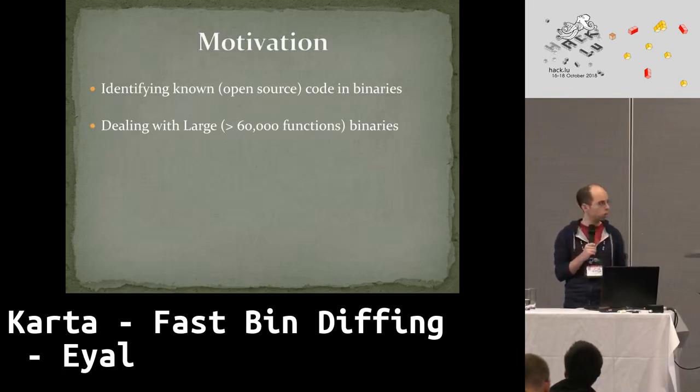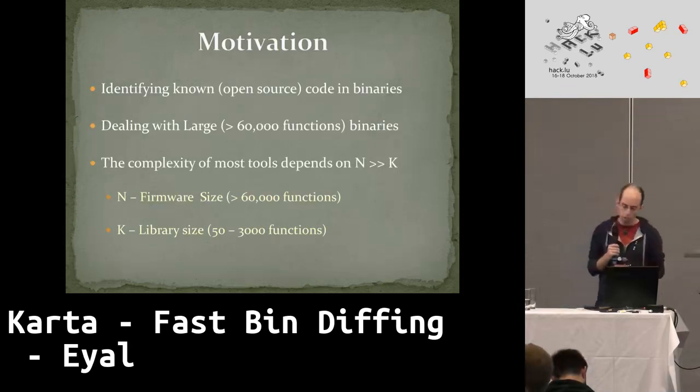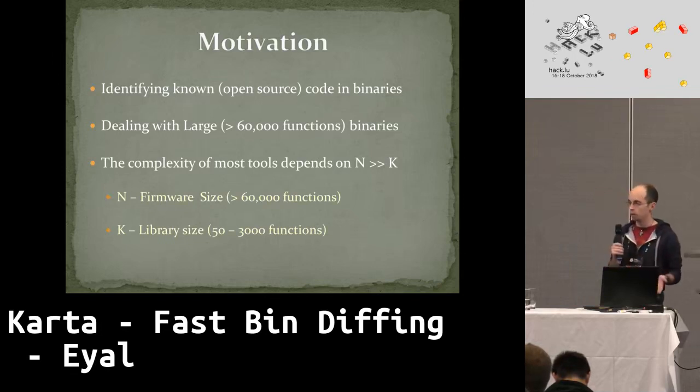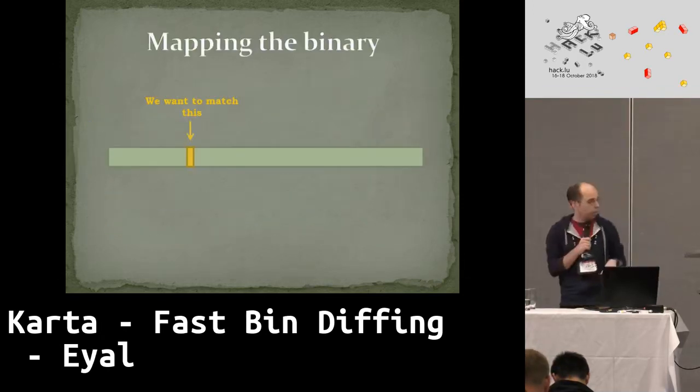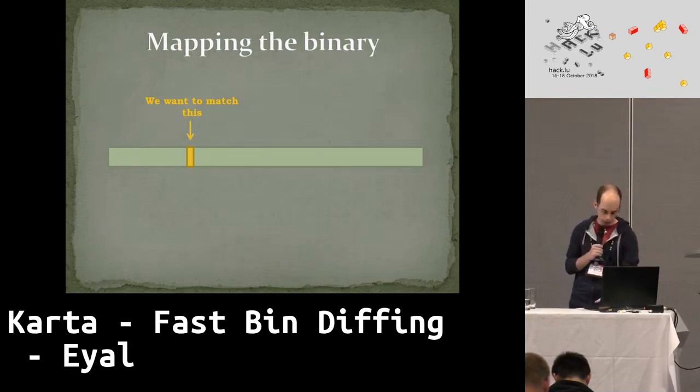We need another solution, something that will fit the size of the open source and not the size of the firmware. Usually, the complexity of most of the tools depends on N, which is pretty large, the size of the firmware. We want a tool that depends on K, the library size. zlib has roughly 100 functions, so it should find it fast, and it shouldn't take 2 hours and crash. Essentially, we want to map and match the functions we can see over there, which is much smaller than the entire graph of the firmware.